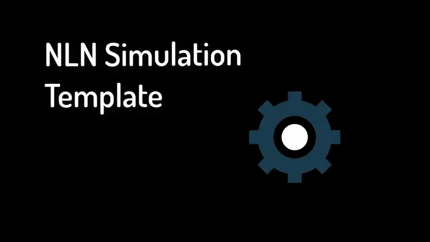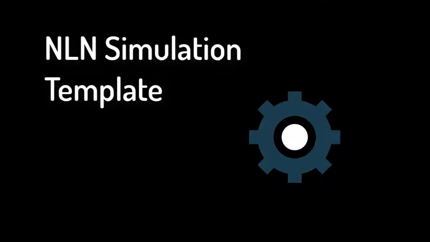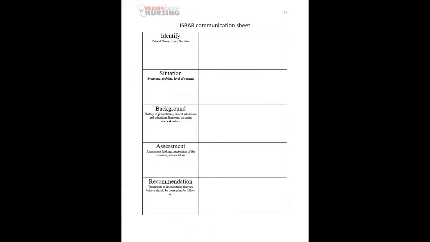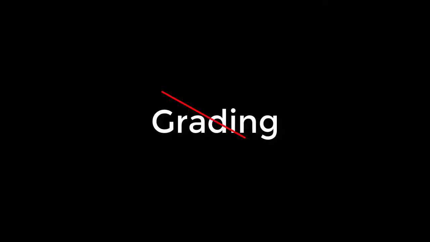This handbook contains resources such as the NLN Simulation Template. This detailed document will guide you to ensuring you have all the necessary equipment, supplies, and faculty resources needed to conduct your scenario. The handbook also contains a student template, which is less exhaustive and can be used as a part of the simulation pre-briefing. Included in this student template is a blank lab values form, as well as an ISBAR form, which could be incorporated into your scenario. Keep in mind, however, to keep simulations focused on learning, these scenarios should never be graded.